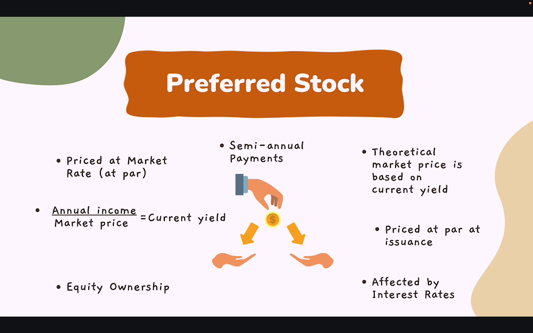And these, as I said, are priced at par at issuance. So when they are first sold, they are priced at par. These are affected by interest rates, as opposed to how the company is doing, like common stock.